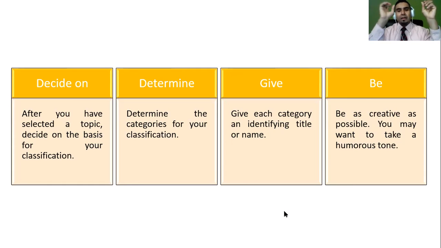Give. Give each category an identifying title or name, as we said previously, okay? Religion, music, types of teachers, and sports. Those are titles or names for the topics. And the last one, be. Be as creative as possible. You may want to take a humorous tone. So we use humorous tones when we want to make this a funny narration or a funny story, okay?